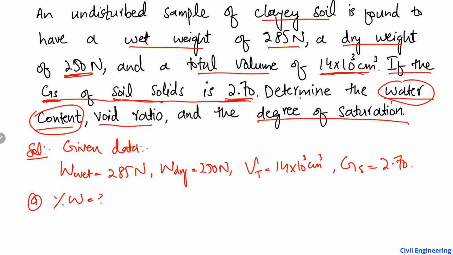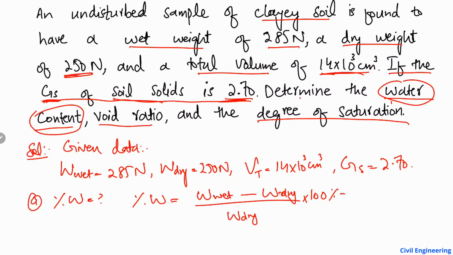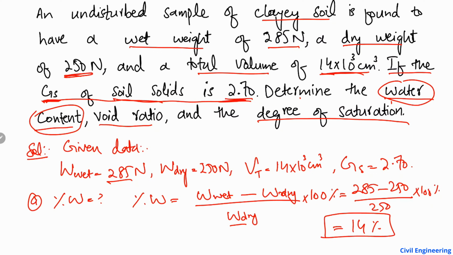It's very easy because we know the dry weight and the wet weight of the soil sample. We simply find the water content as the wet weight of the soil before drying minus the dry weight of the soil sample, divided by the dry weight, multiplied by 100, and we get the water content in percentage. So the wet weight is 285, this was before drying, and after drying we got 250, then dividing by 250 and multiplying by 100%. So we get the water content of the soil sample equal to 14%. This is the moisture or water content for the soil sample.